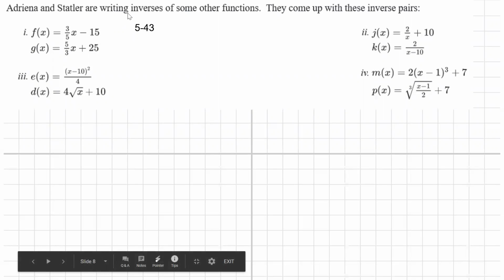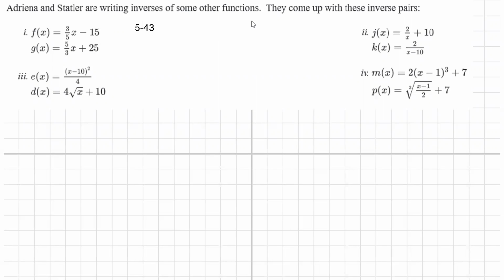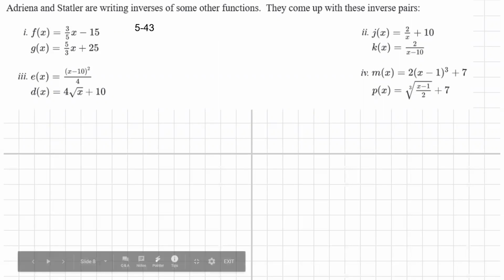Adriana and Statler are writing inverses of some other functions. They come up with these inverse pairs: f of x equals this, g of x equals this. I think I'm missing some directions here. Yeah, let me pause this and look at the directions.